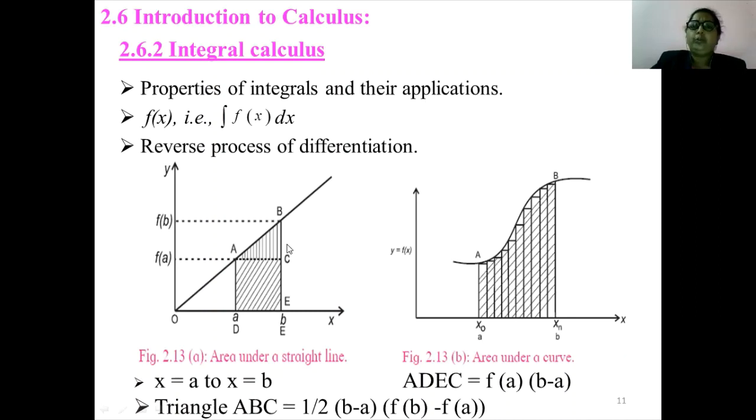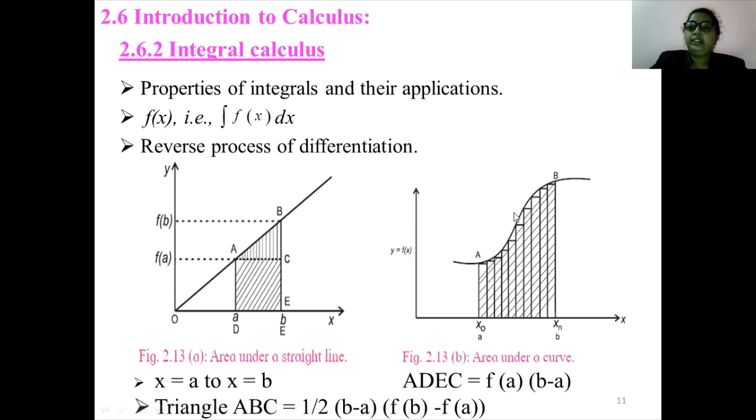This can be obtained as the sum of the area of the rectangle ADEC, which equals f(a) into (b minus a), and the area of the triangle ABC, which equals 1/2 (b minus a) into (f(b) minus f(a)).